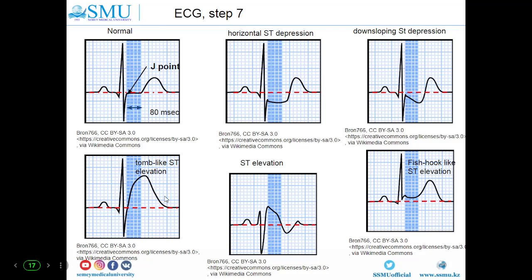We can detect tombstone-like ST elevation in case of acute myocardial infarction. We can also detect ST elevation typical for Brugada syndrome, or fish hook-like ST elevation. In this case, the J point is elevated and the ST segment is also elevated with a concave shape.